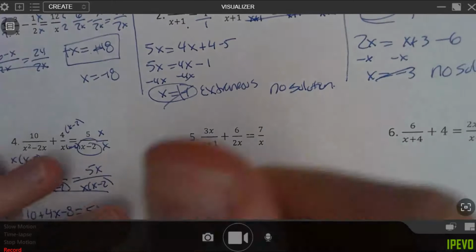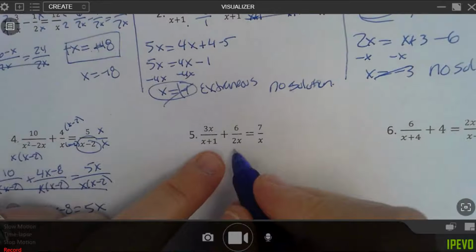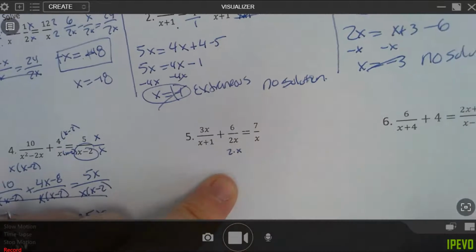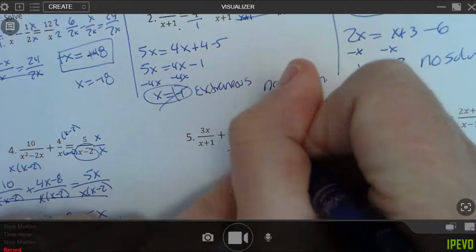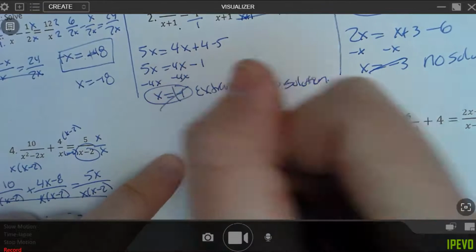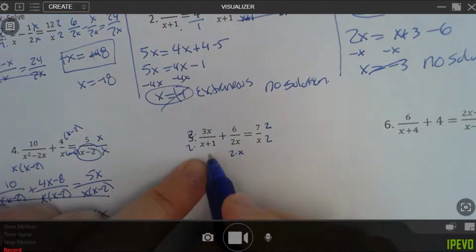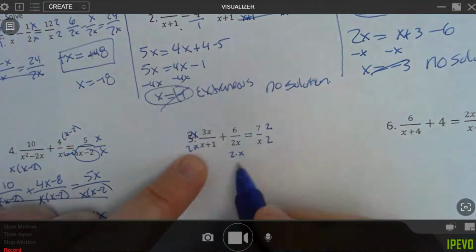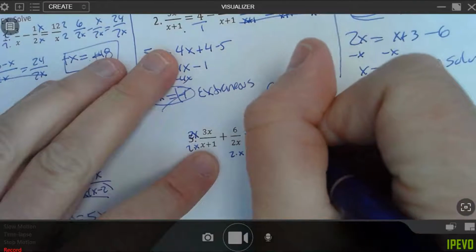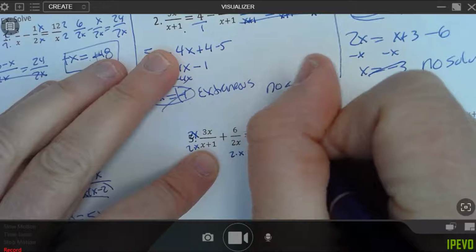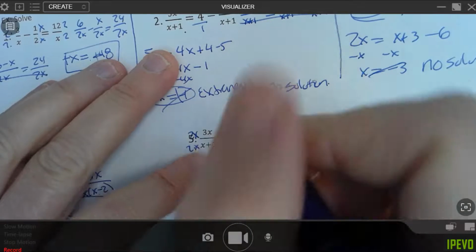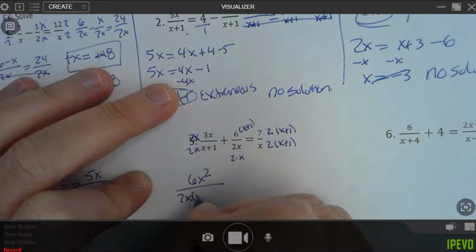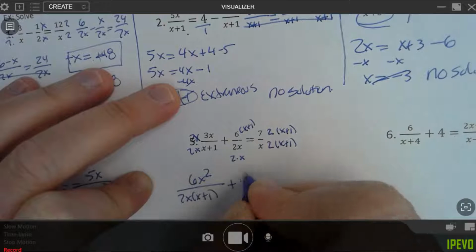All right, so for number 5, there's a 2, an x, and an x plus 1, because these are 2 separate terms here. So this one needs a 2, and this one needs a 2. So now they all have 2, and now I need an x over here. So now they all have 2 x's, and we need x plus 1 on these 2. So what that looks like is 6x squared. Make sure all the bottoms are the same term.